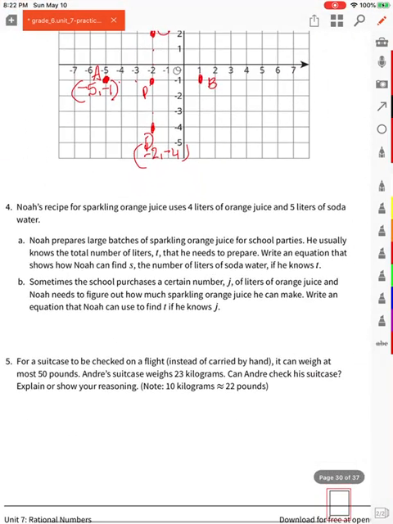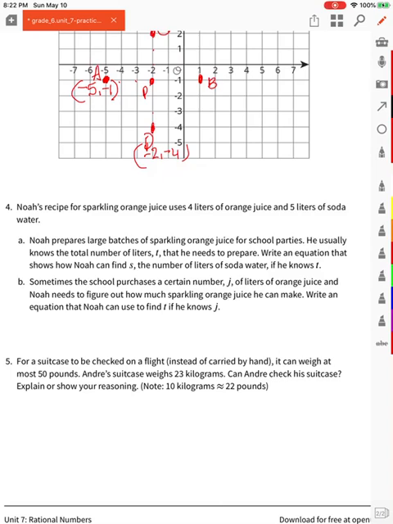Okay, number 4 says Noah's recipe for sparkling orange juice uses 4 liters of orange juice and 5 liters of soda water. Noah prepares large batches of sparkling orange juice for school parties. He usually knows the total number of liters T that he needs to prepare. Write an equation that shows how Noah can find S, the number of liters of soda, if he knows T.